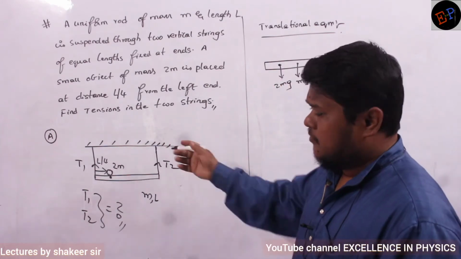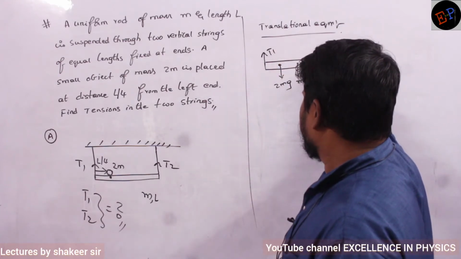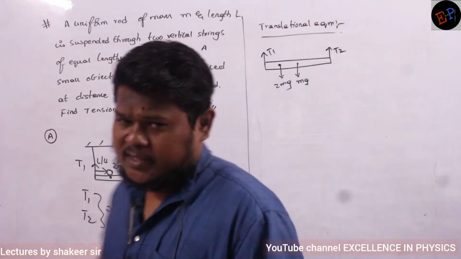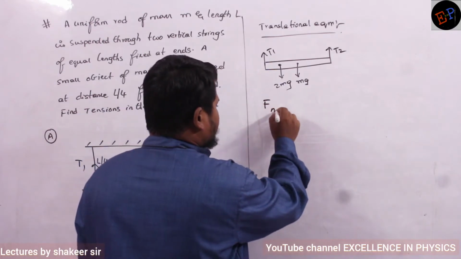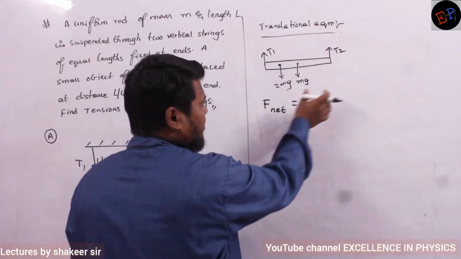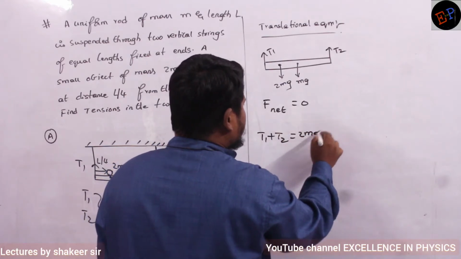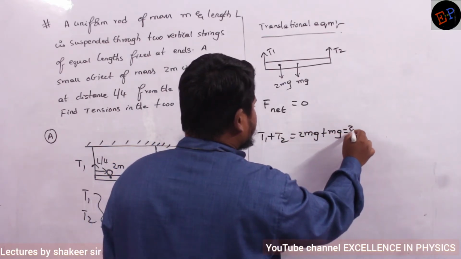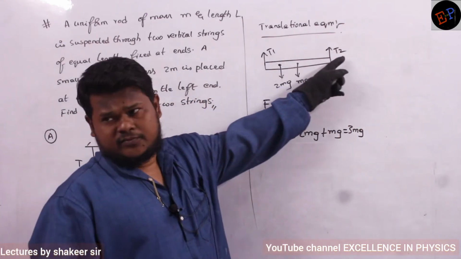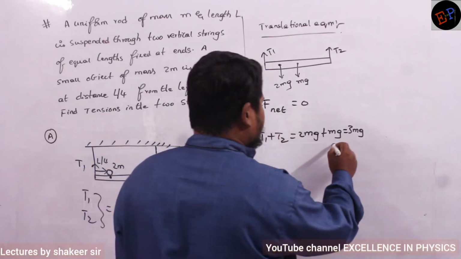Clear? Then how is it in balanced condition? Tensions are acting in upward direction, tension T1 and tension T2. So for the rod to be in translational equilibrium, net force should be 0. All the upward forces will be balanced by downward forces. So I can say T1 plus T2 is equal to 2mg plus mg, which is equal to 3mg. Upward forces are T1 and T2, downward forces are 2mg and mg. They are balancing, so this is my first equation.